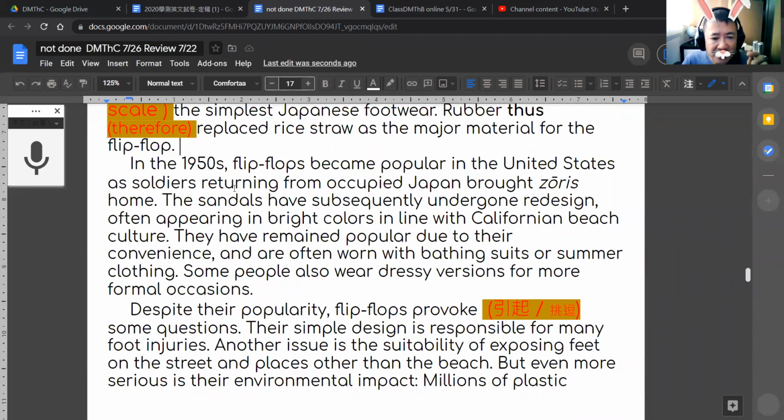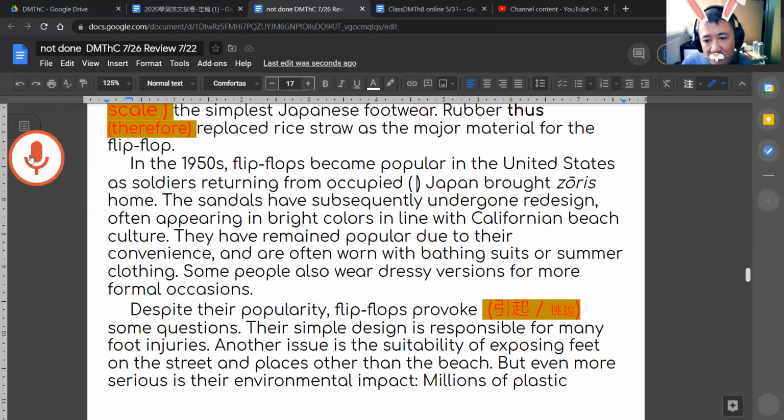In the 1950s, flip-flops became popular in the United States as soldiers returning from occupied Japan brought zoris home. All right. So why did they call it occupied Japan? Well, because Japan was occupied by American soldiers. So 被占领的 Japan, right? Occupy is 占领, and then 被占领的, right? From occupied Japan.